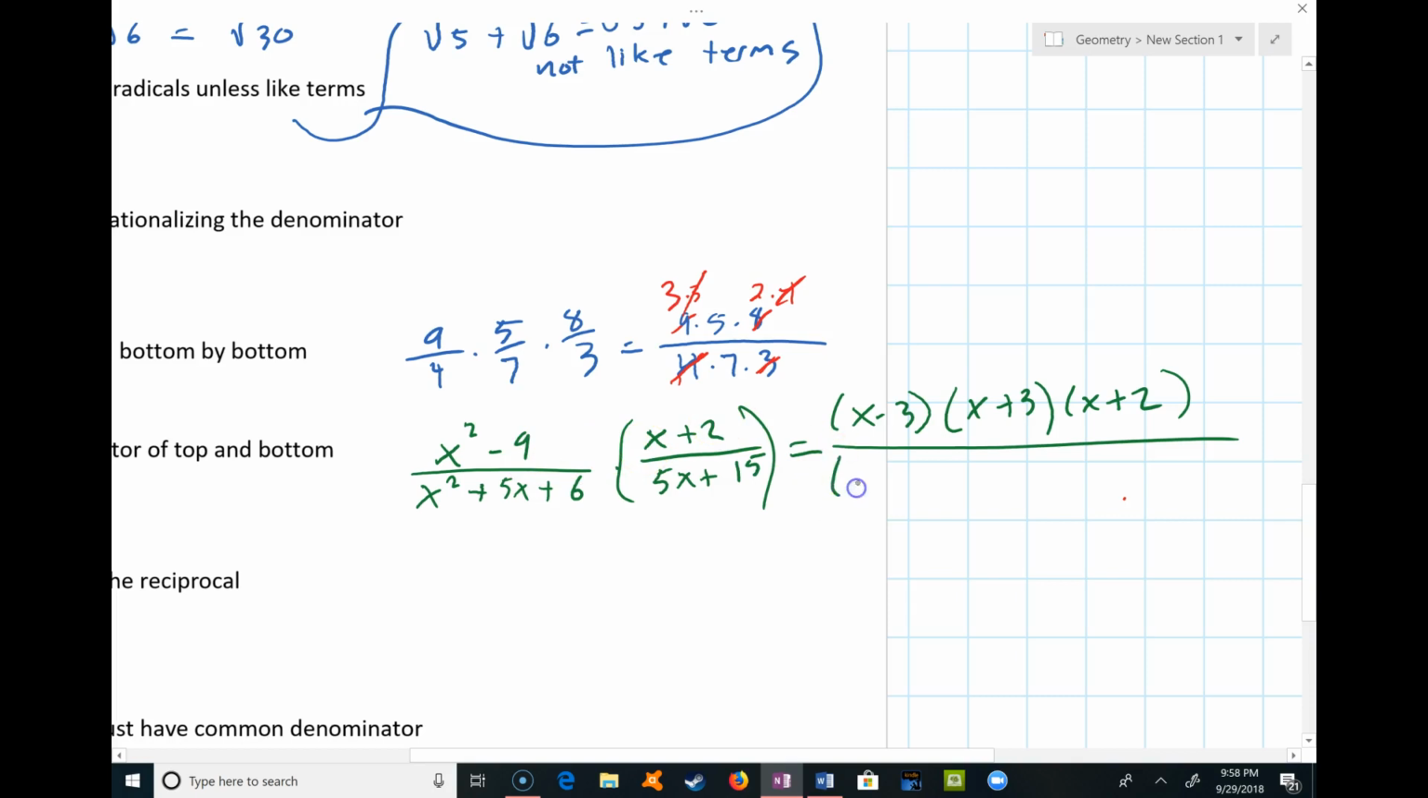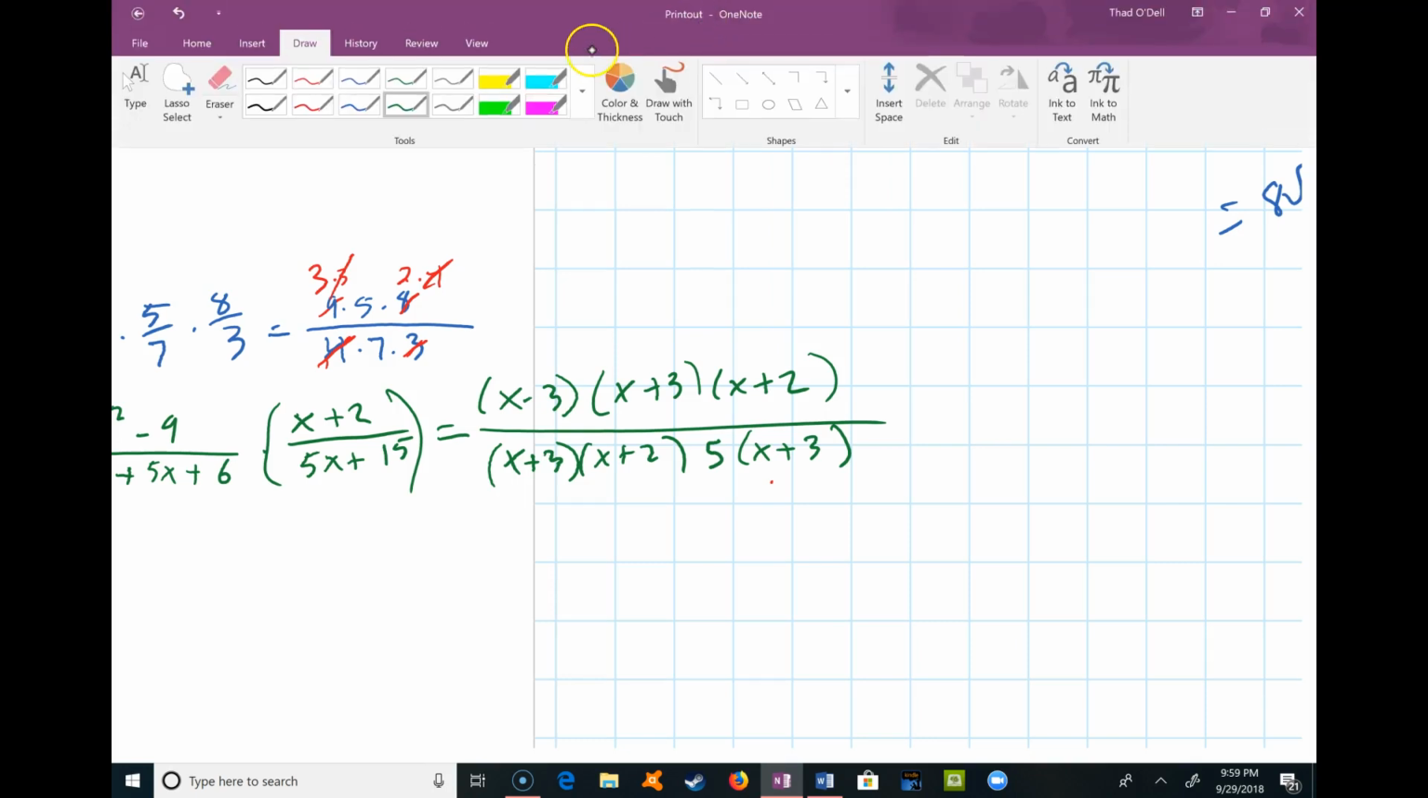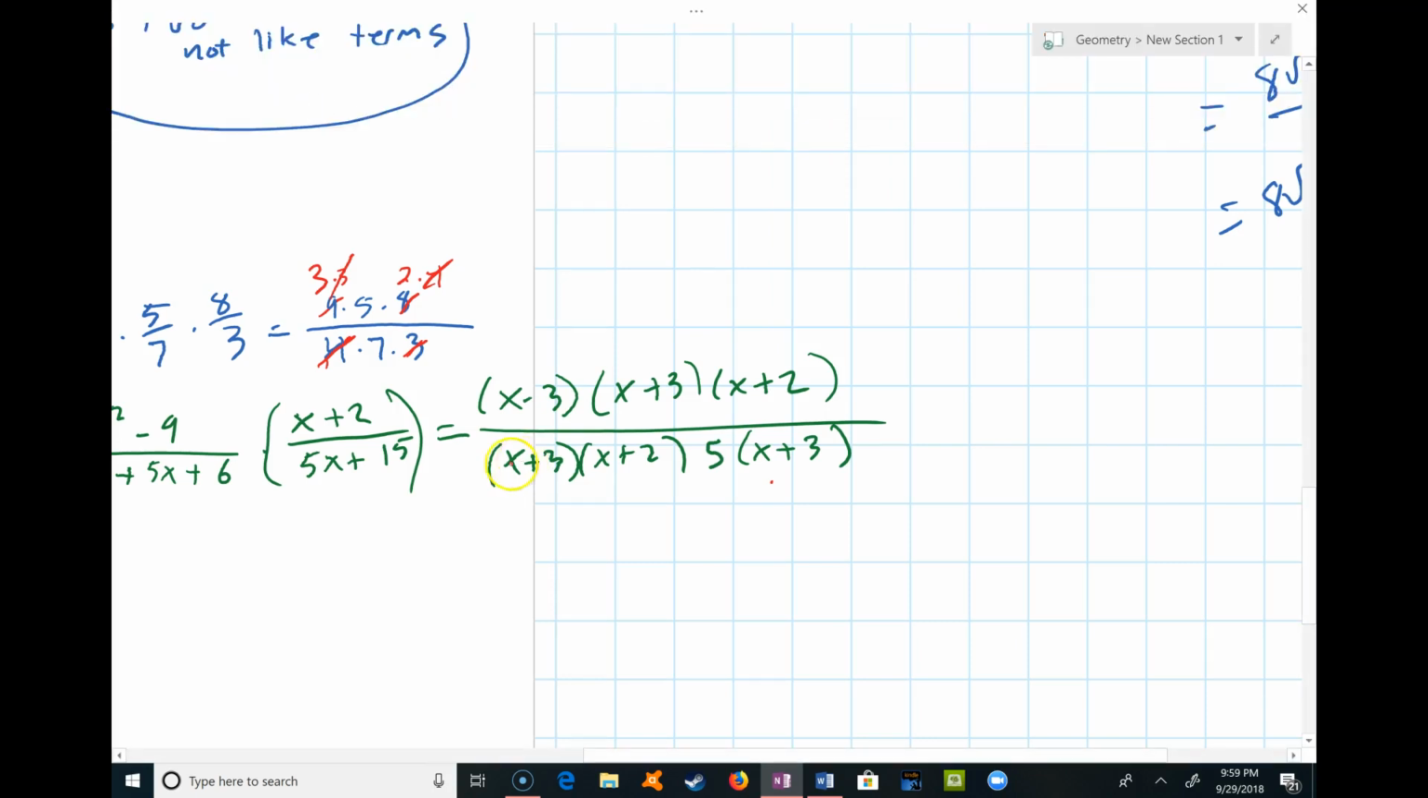Now on the bottom, I can factor that into x plus 3 times x plus 2. And I can factor out a 5 there. That would leave me with x plus 3. Okay, so before we multiply things out, we look for things to cancel. And I notice that I can cancel that with that. Oh, shoot, I wanted to change the color again. Okay, so I can cancel the x plus 3 with the x plus 3, and the x plus 2 with the x plus 2.